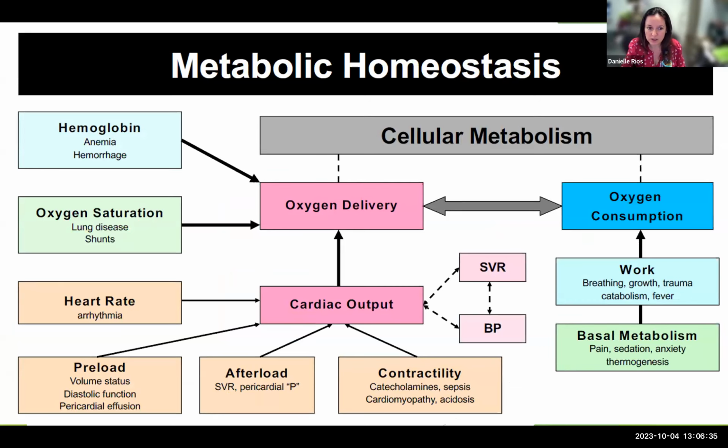To accomplish this, there has to be an adequate balance between oxygen delivery and oxygen consumption. Both are affected by various potential issues. However, in the case of acute PH, we'll be dealing mostly with an oxygen delivery problem with oxygen saturation, preload, and afterload.